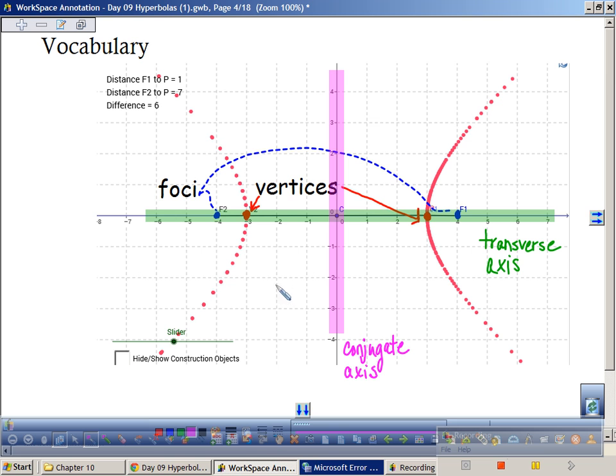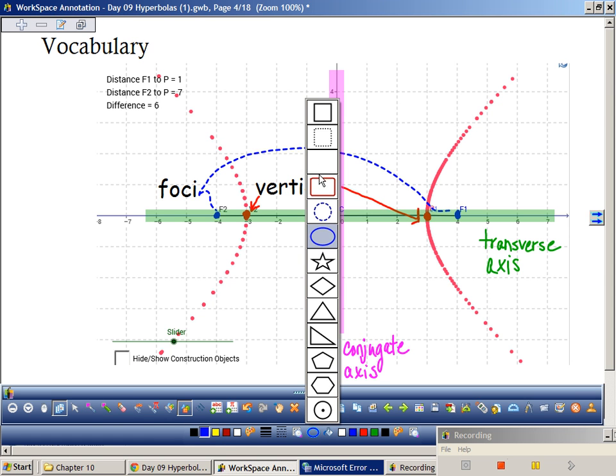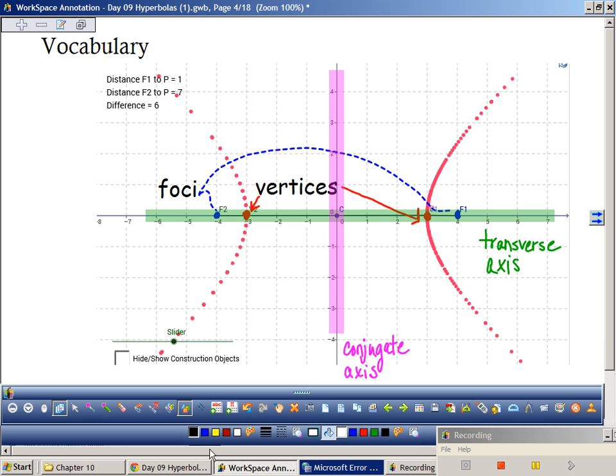Okay? All right. There's something else in here that's really cool. So check this out. Let me give myself a box here. Give it some color.